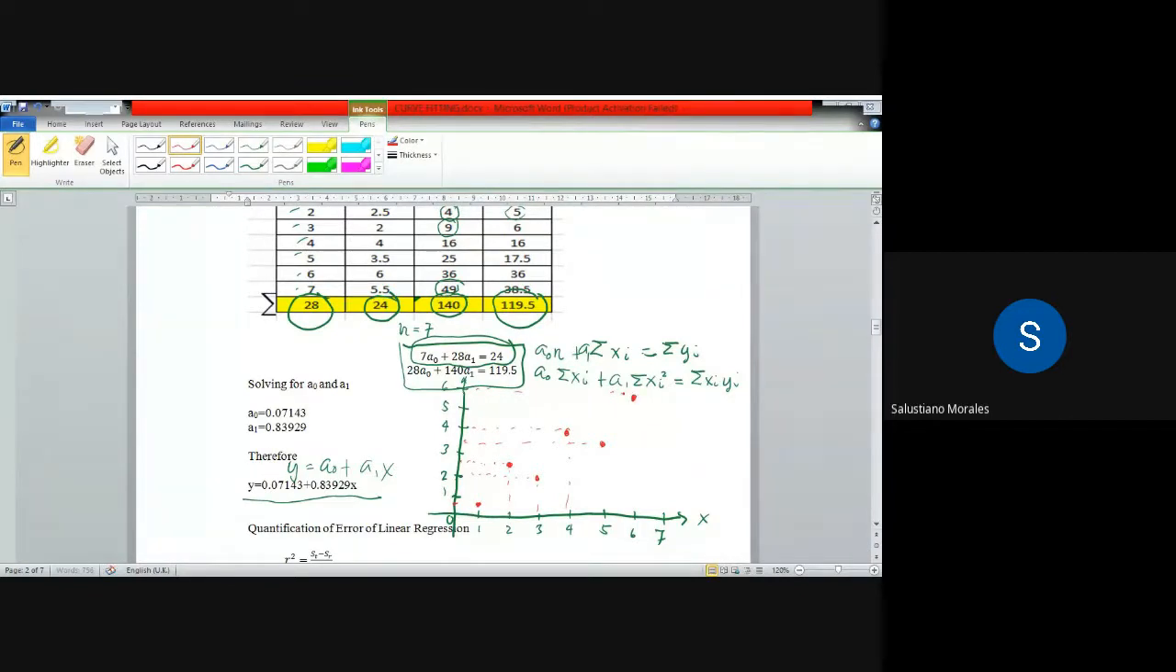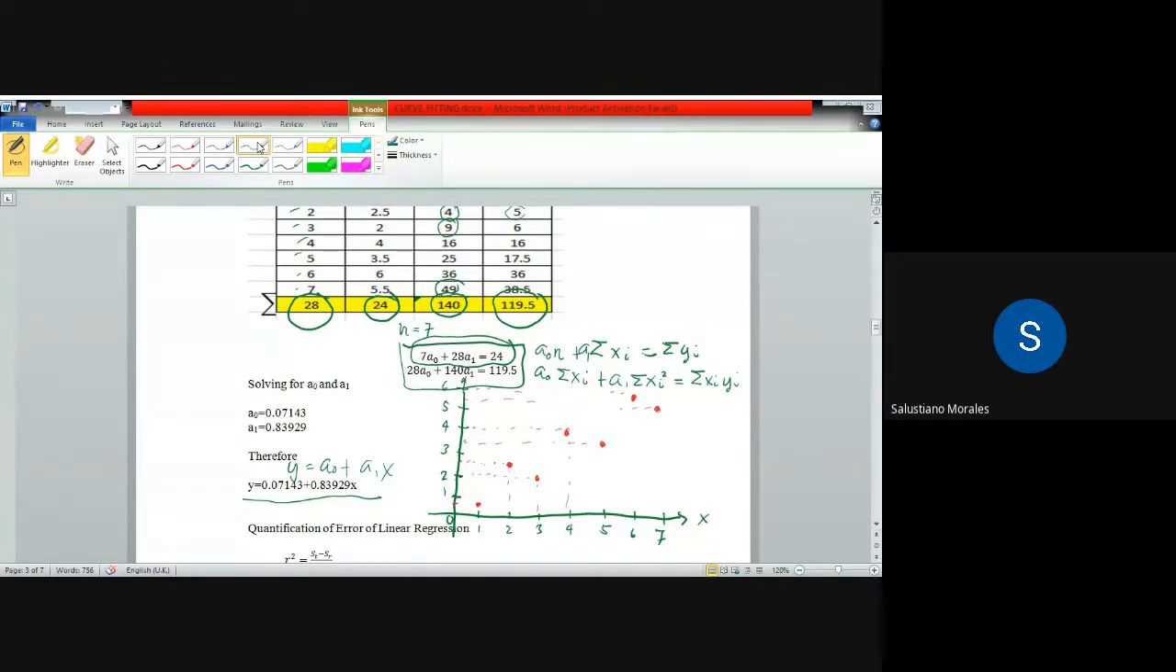This is the point. Then 7, 5.5. So these are the given data points. Then i-plot natin yung na-determine natin na equation. So that is a straight line. So maybe we consider only 2 points. So maybe we consider at x equal to 1. So if the value of x is equal to 1, then we simply add A0 and A1.